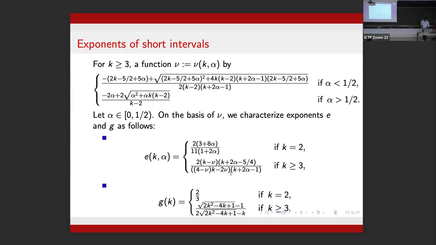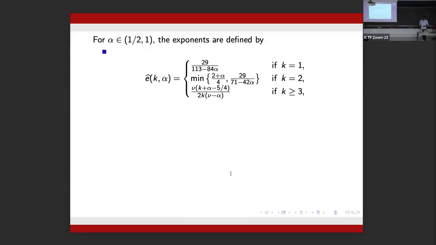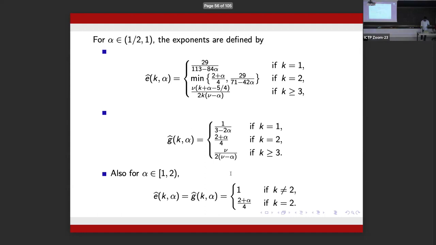Similarly for g_k, under the Lindelöf hypothesis, when alpha lies between 0 and half, the exponent of the short interval is not dependent on alpha. It is independent of alpha, but it has this form. Similarly for e-tilde_k, when alpha lies between half and 1, it has this form. And when alpha lies between half and 1, under the Lindelöf hypothesis, we have g-hat_k(alpha). And when alpha belongs to 1 to 2, we have this.